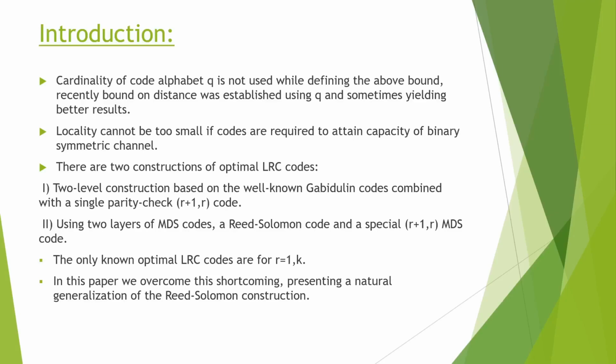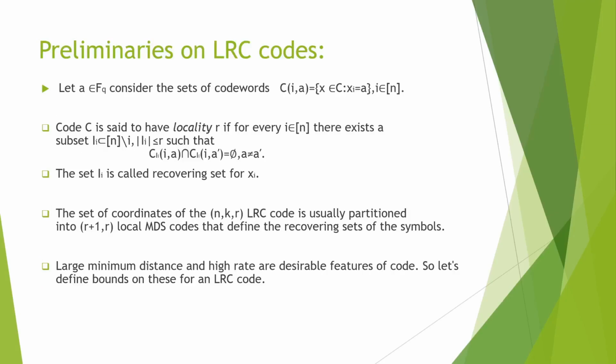There are two constructions of optimal LRC codes. First one is a two-level construction based on the well-known Gabidulin codes combined with a single parity check (r+1, r) code. And second one is using two layers of MDS codes, a Reed-Solomon code and a special (r+1, r) MDS code. The only known optimal LRC codes till now are for r equal to 1 through k. In this paper, we will be overcoming this shortcoming by presenting a natural generalization of the Reed-Solomon code construction.